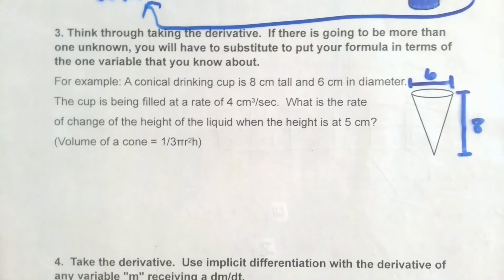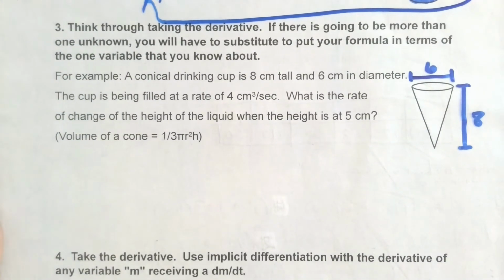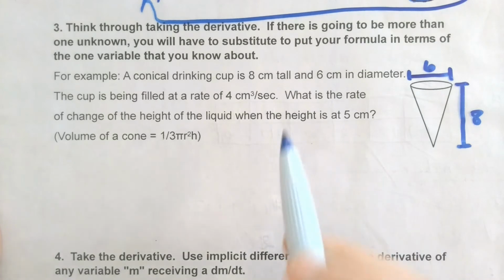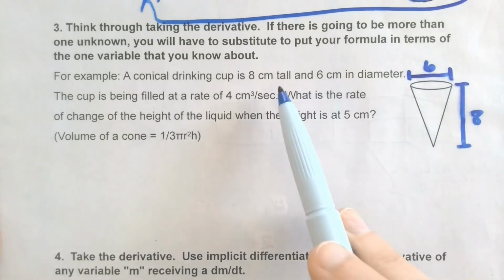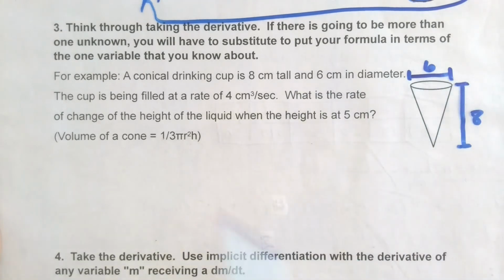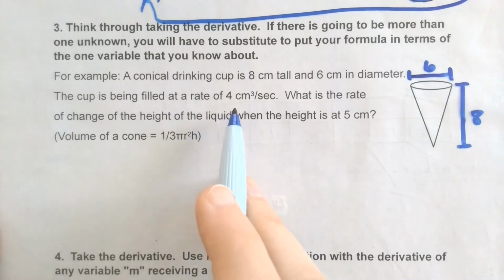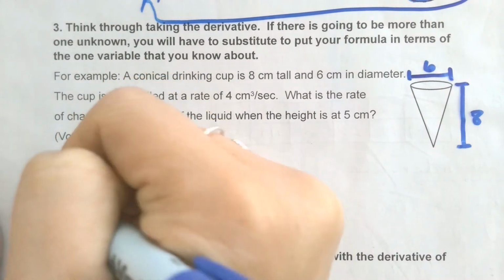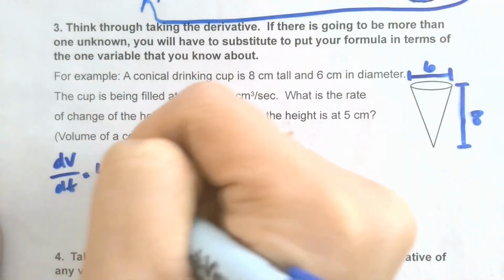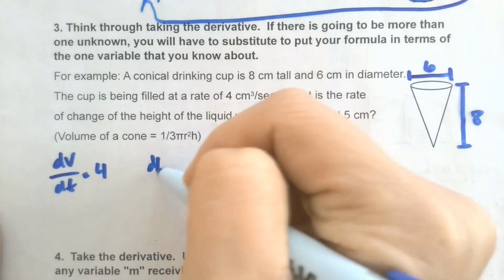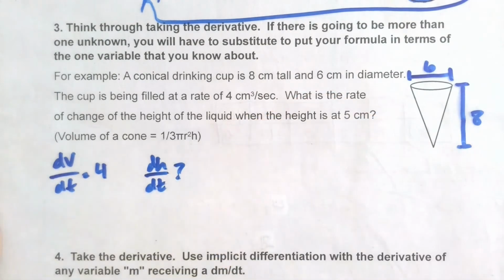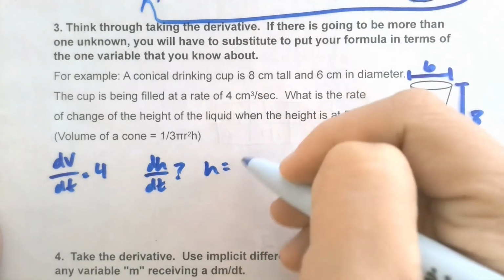The other thing that we might need to do if we have too many variables is replace one of those variables, not with a constant, but with something in terms of the other variable. So for example, I've got this cone that has a 6-centimeter diameter and an 8-centimeter height. The cup is being filled at this rate, so we've got dV/dt is 4. And then it wants to know the rate of change of the height of the liquid, so we're looking for dh/dt when the height is 5.